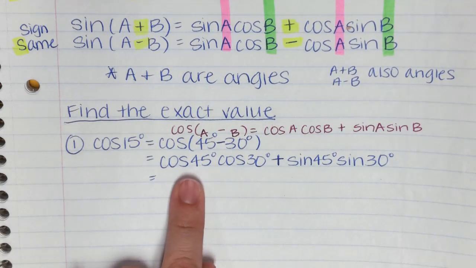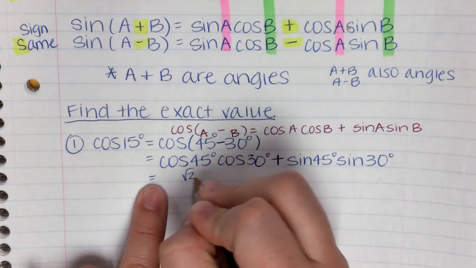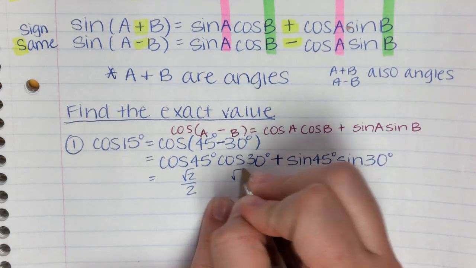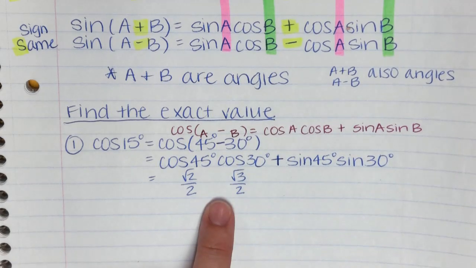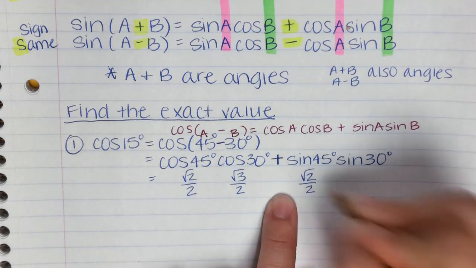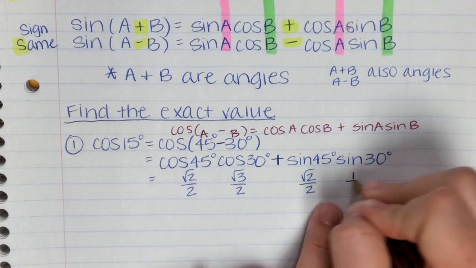What is the cosine of 45 degrees? It's the square root of 2 over 2. And what is the cosine of 30? It's the square root of 3 over 2. And what's the sine of 45? Square root of 2 over 2, and the sine of 30 is 1/2.